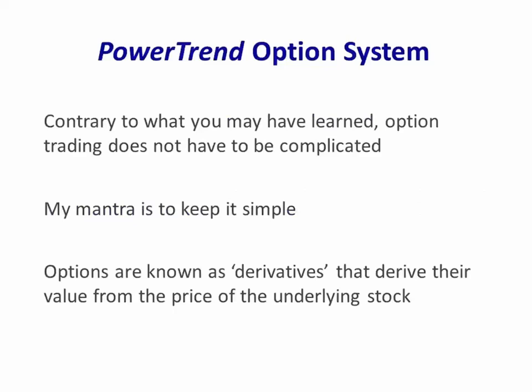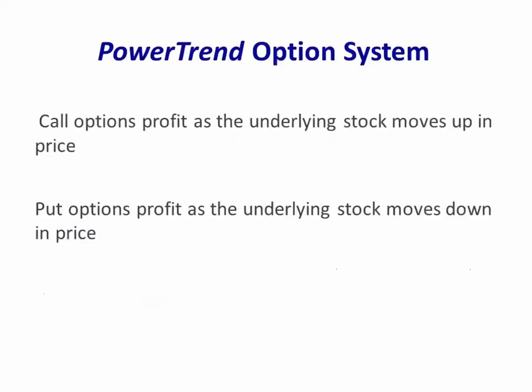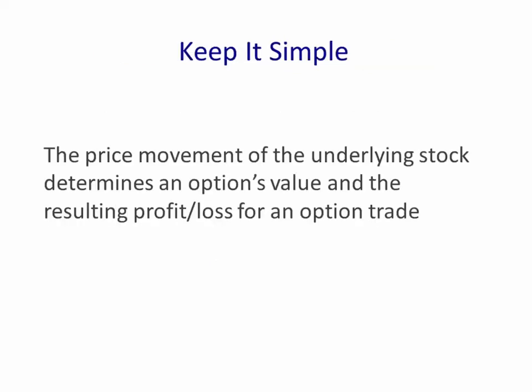And contrary to what you may have learned, option trading does not have to be complicated. Our mantra is to keep it simple. Options are known as derivatives that derive their value from the price of the underlying stock. Call options profit as the underlying stock moves up in price. Put options profit as the underlying stock moves down in price. So the price movement of the underlying stock is really what determines an option's value and the resulting profit or loss for an option trade.